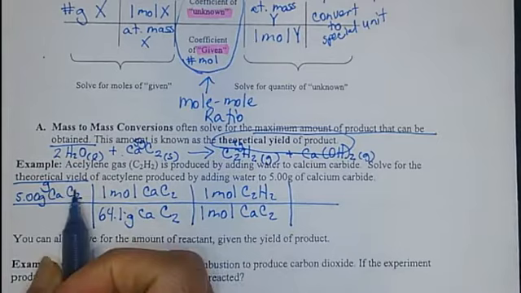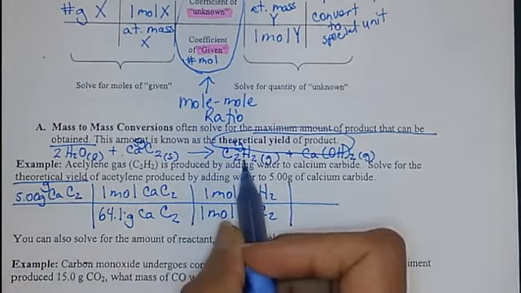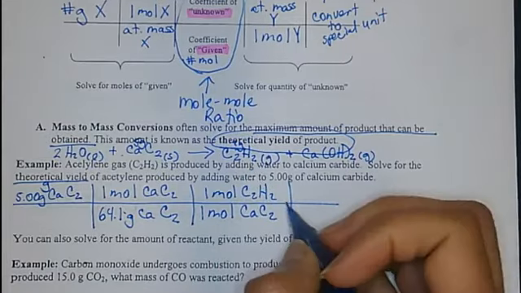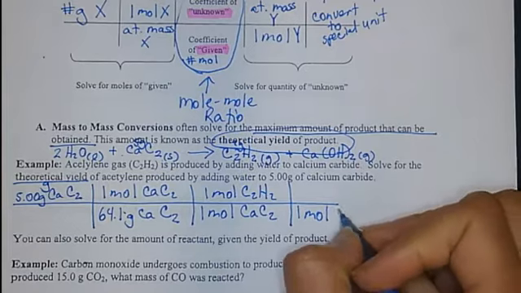And since we are looking for grams, which is the theoretical yield for acetylene, we're going to find the molar mass for acetylene.